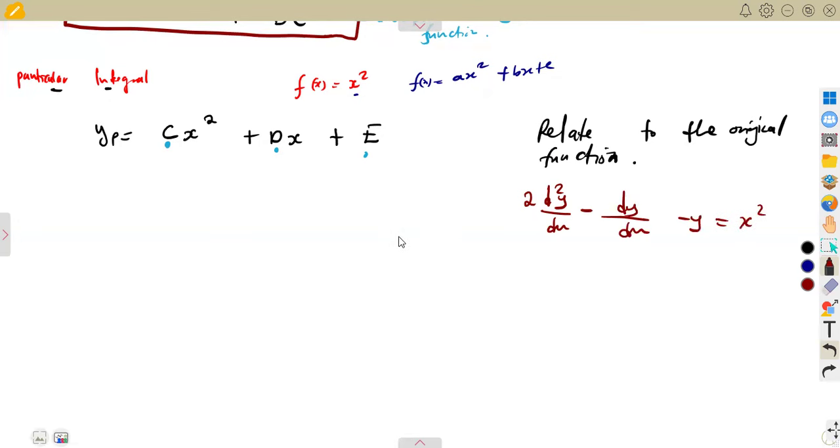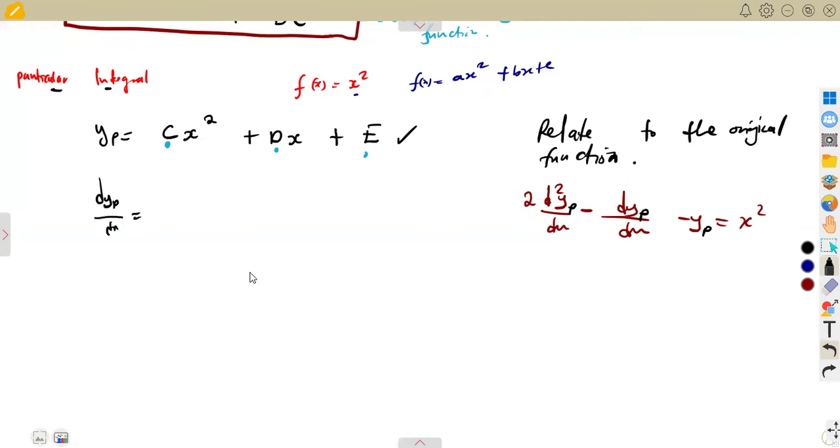So what we need is to substitute. We are going to let this be yp, representing the particular integral. So this will be the derivative of y with respect to x of the particular integral, and the second derivative of y with respect to x of the particular integral. Then we substitute in that original equation. As you can see, yp is already there, which is this one. So what we need is its derivative.